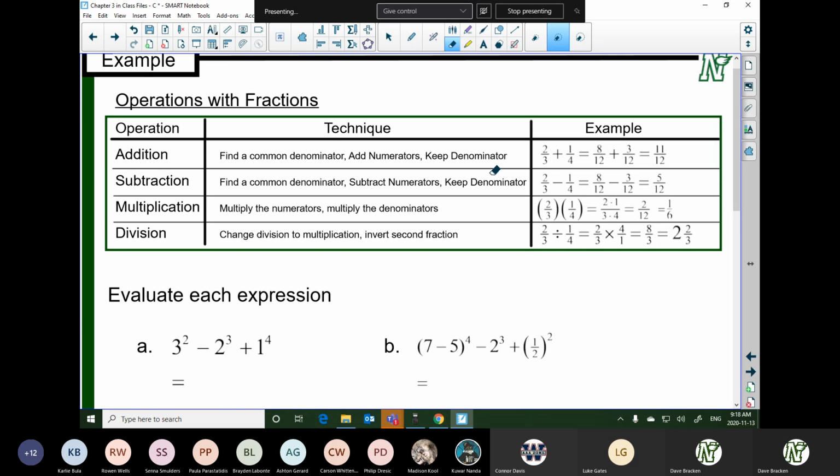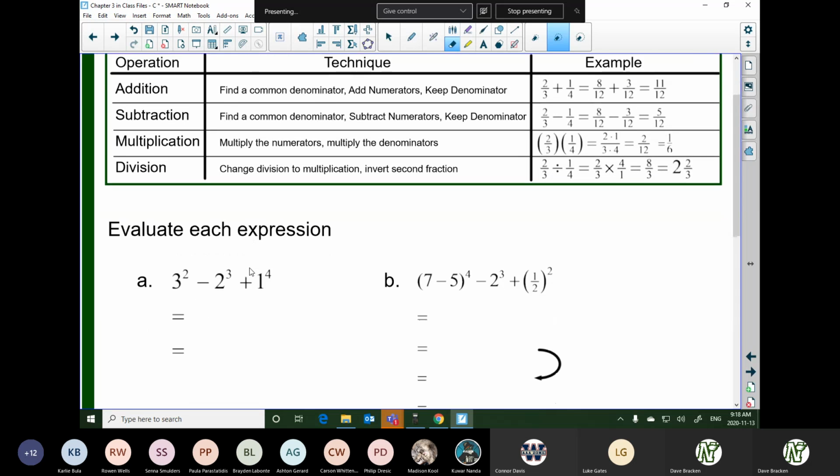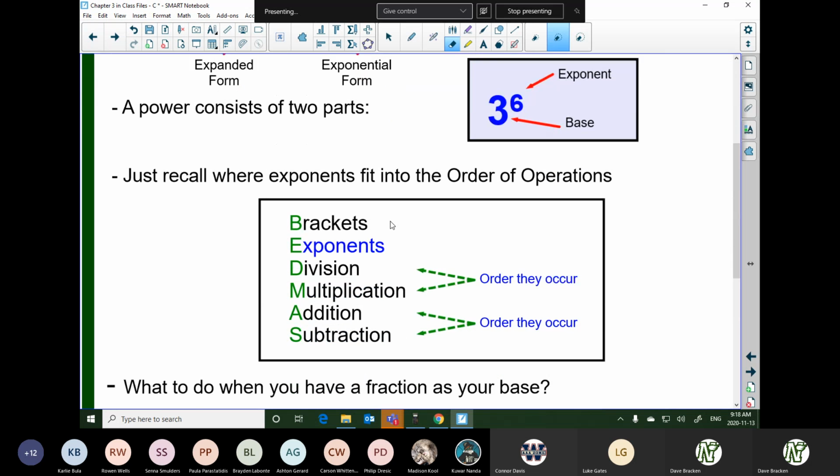Let's just finish up with a couple examples and I'm going to get you working here, okay? So notice each of these says evaluate each expression. So you guys should have these. We're going to go through these together. You'll have plenty to do on your own. The very first one is 3 squared, take away 2 to the power 3 plus 1 to the power 4. You revert back to BEDMAS.